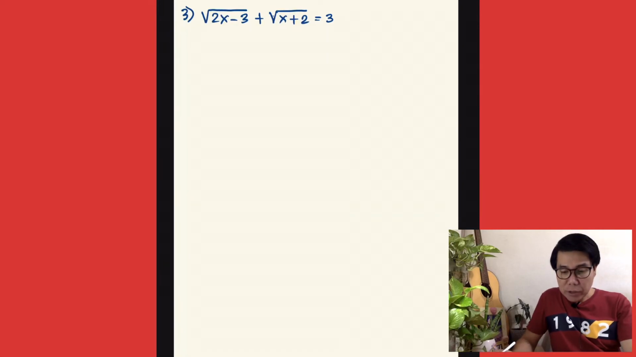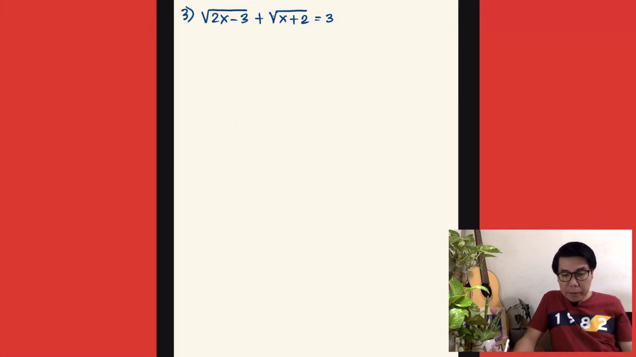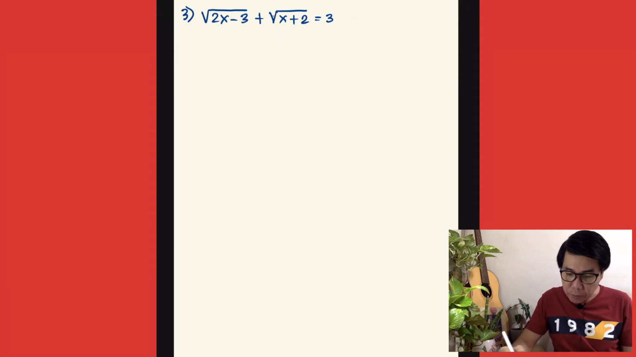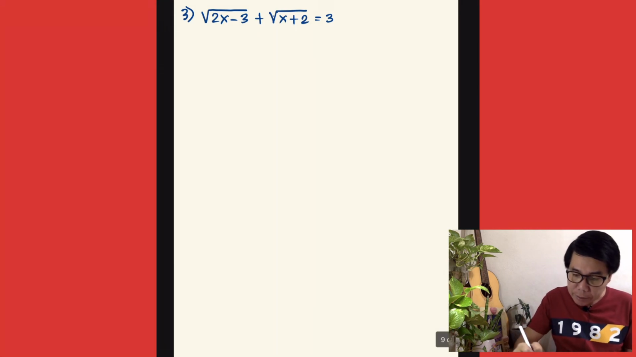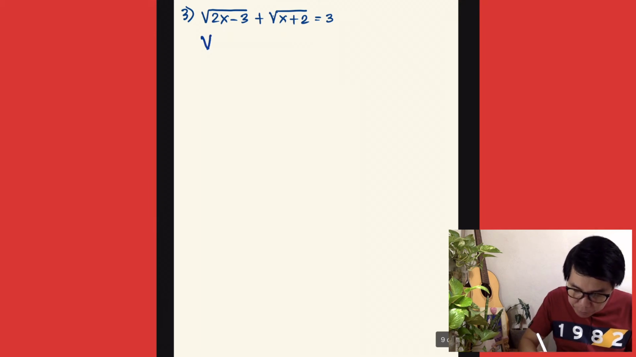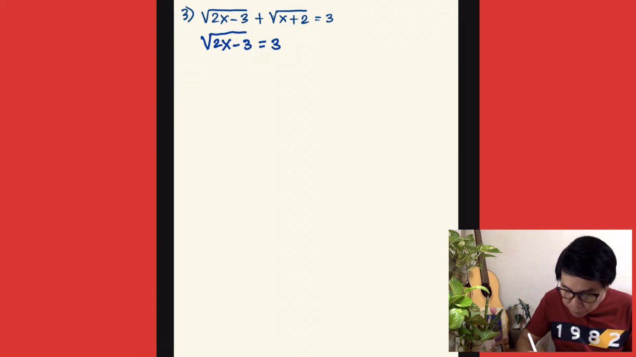We are now in question number 3, and the equation is the square root of 2x minus 3 plus the square root of x plus 2 is equal to 3. Our target here is to transfer the square root of x plus 2 to the right side. So we have the square root of 2x minus 3 is equal to 3 minus the square root of x plus 2.